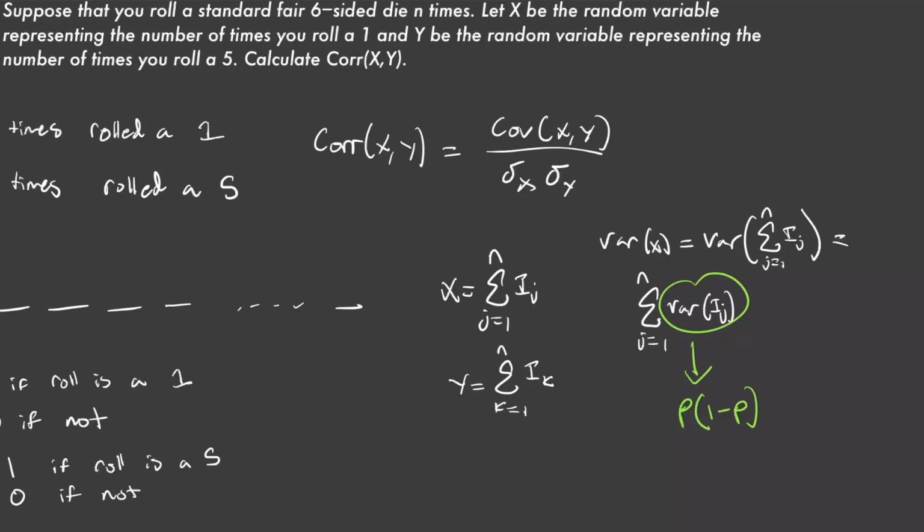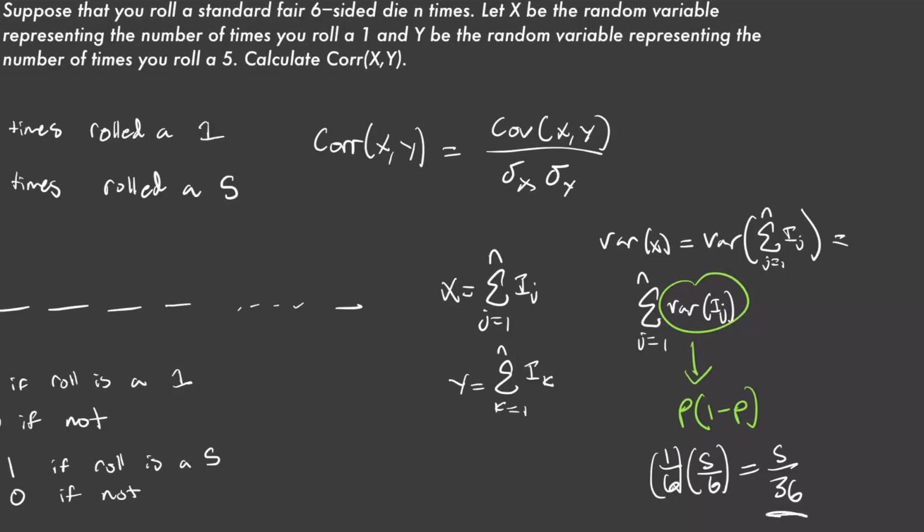It's just going to be p times 1 minus p, where p is the probability that it is equal to 1. So in our case, first of all, we're looking at I sub j, which is equal to 1 if a dice roll is a 1 and 0 if not. So the probability that a random dice roll is a 1 is obviously just going to be 1/6. So we have 1/6 here times 5/6, right? That's 1 minus 1/6. So then this is going to multiply out to 5 on 36.